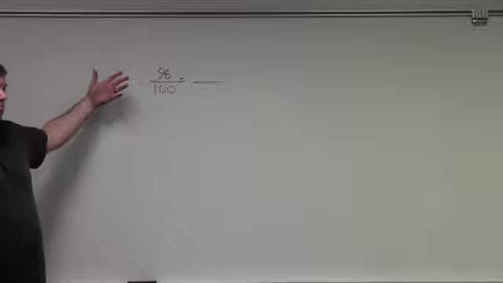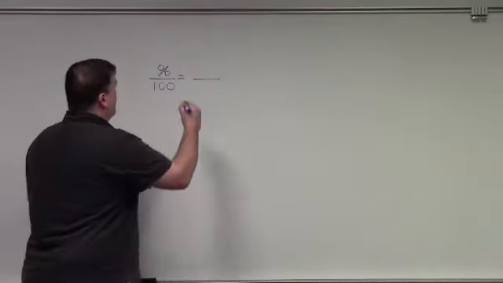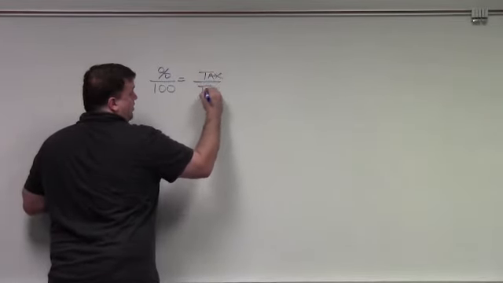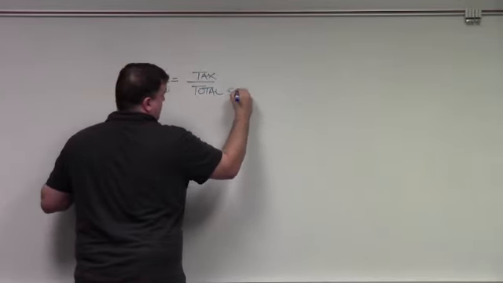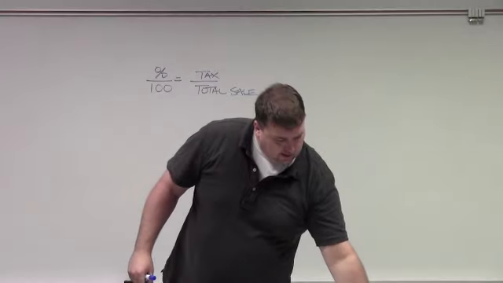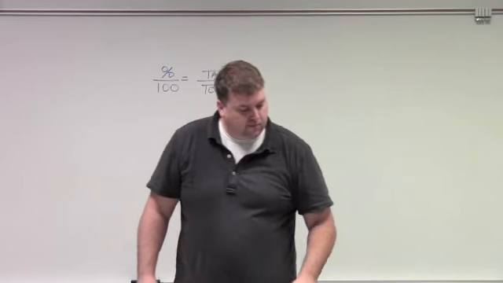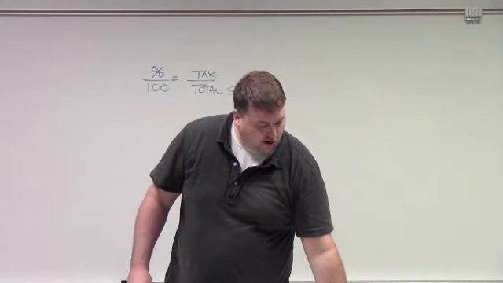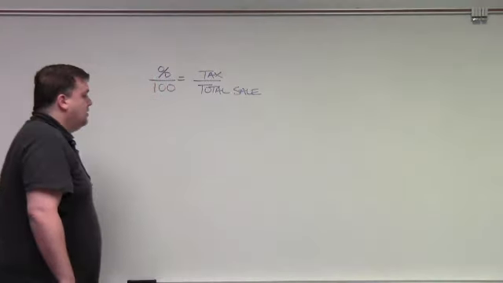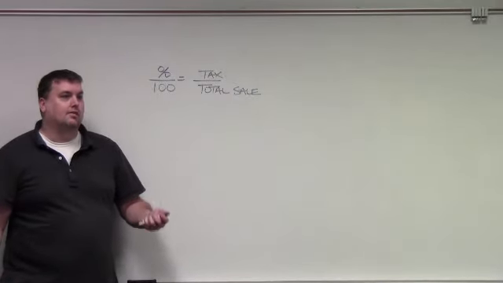So we can use our same proportion setup, percent over 100, and then going back to those formulas on the back of that first page, it's the sales tax over the total sale. So it says, in a certain state, a sales tax of $453.60 is collected on the purchase of a used car for $7,560. What is the sales tax rate? Rate is the same as percentage. So if you see the word rate, they're asking for the percentage.